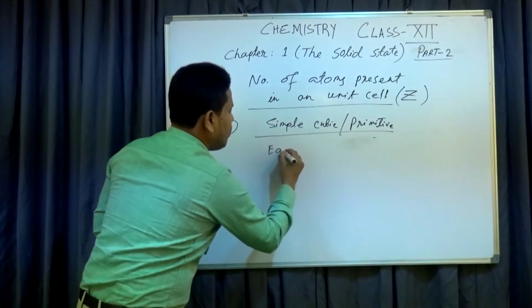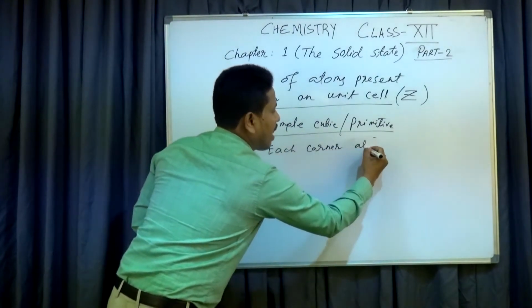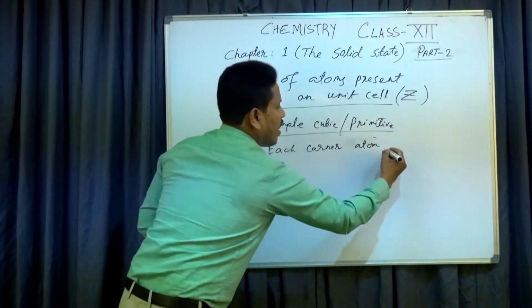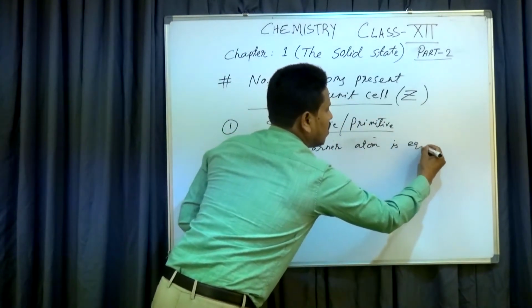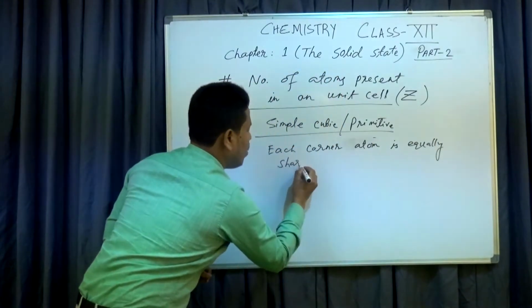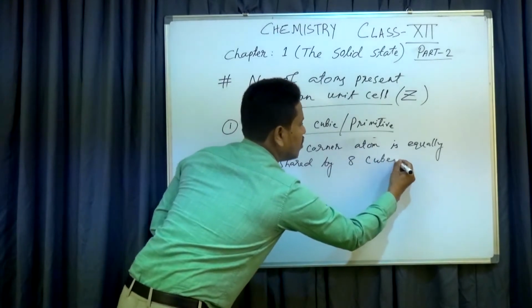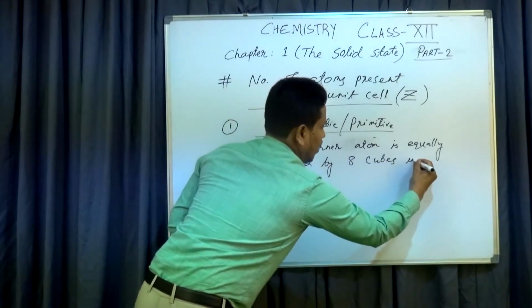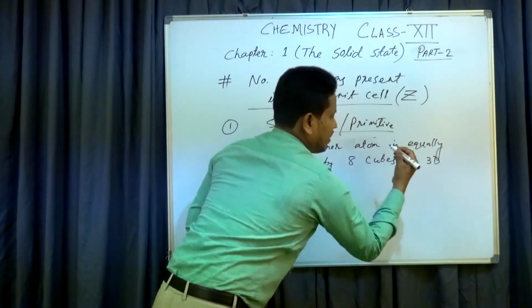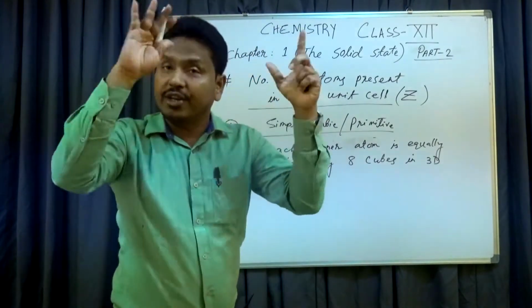Each corner atom, write down carefully everyone, each corner atom is equally shared by 8 cubes in 3 dimension. Look at this. In the 3D figure, in 3D space, each corner atom is shared by 8 cubes.